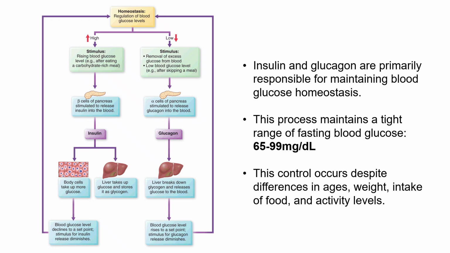And our normal range, according to this textbook, is going to be 65 to 99, and that is a fasting blood glucose. And this mechanism, this well-oiled machine between insulin and glucagon, will control blood glucose despite how old the person is, how much they weigh, what they eat, and what type of activity level they have. So for example, you could have a patient who is 6'5" in height, weighs 300 pounds, eats 5,000 calories a day. But if they have a normal functioning pancreas, the body is able to maintain that glucose between 65 and 99 pretty much at any time.